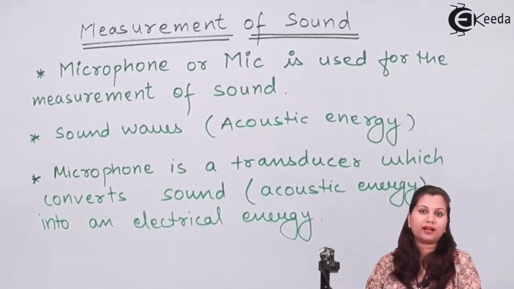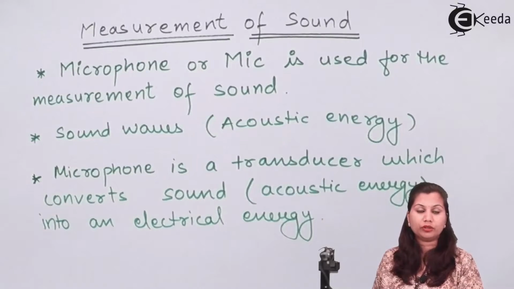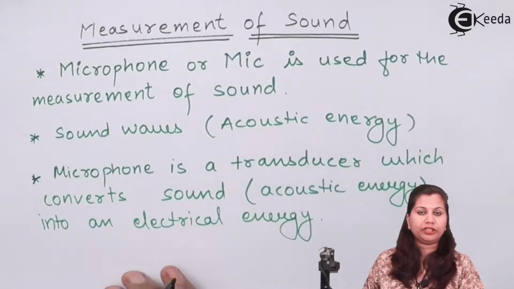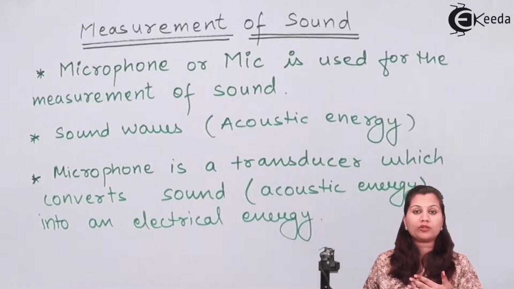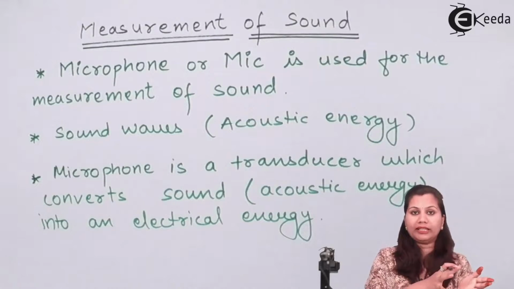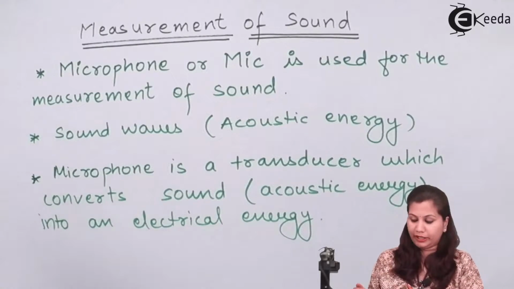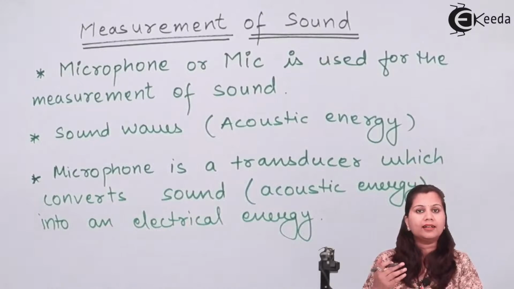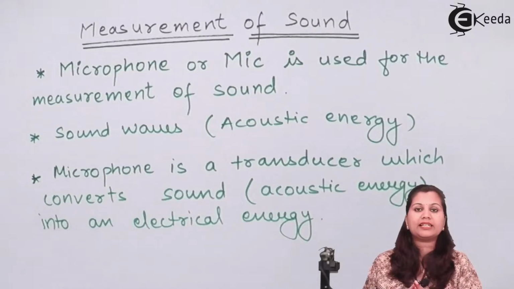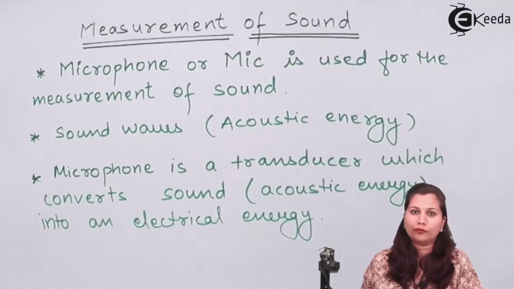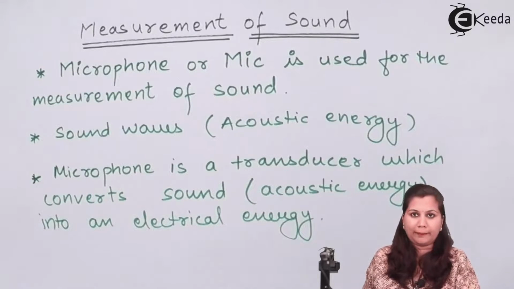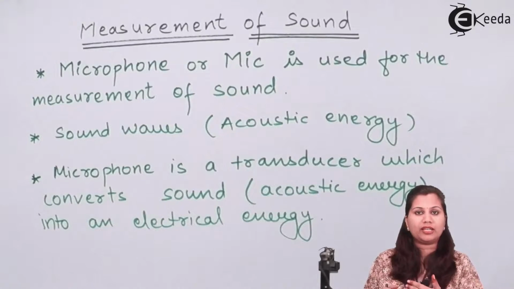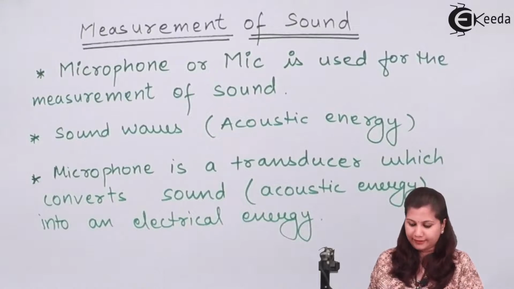So transducers are mainly defined as the devices which convert one form of energy to another form. Here acoustic energy is converted into an electrical energy, and also those devices which convert a non-electrical quantity into an electrical quantity. So sound is a non-electrical quantity and electrical signal is an electrical quantity. This electrical signal is mainly the voltage, or it can be resistance or capacitance. So any change in the sound is measured by changing any of these electrical signals.